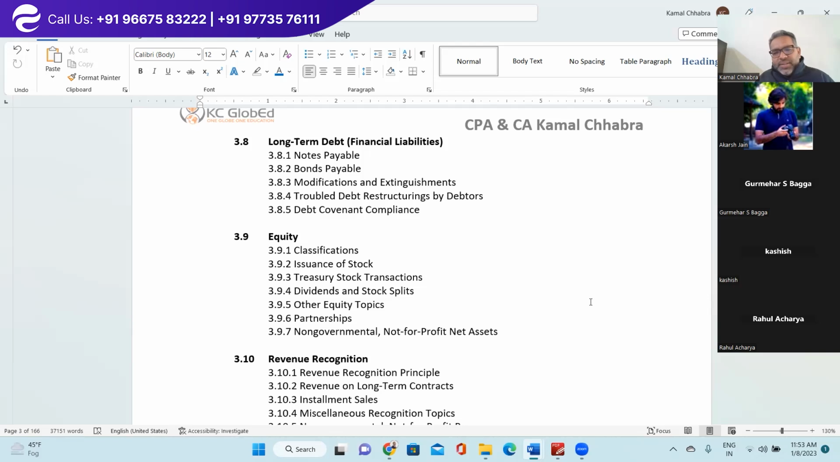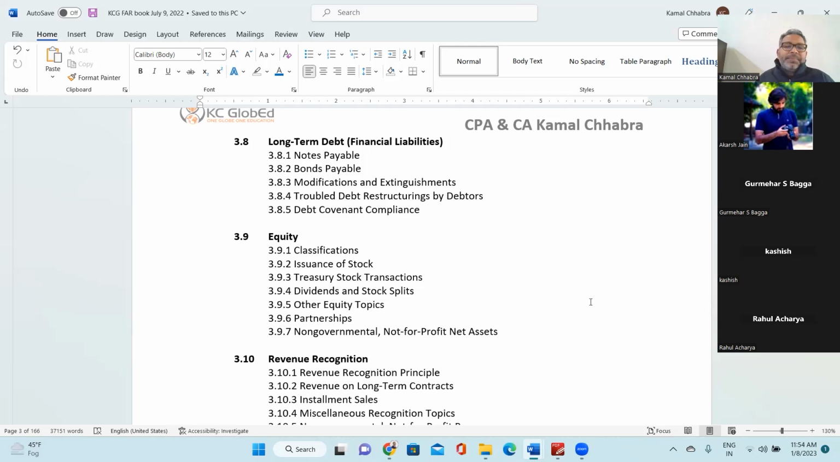Oh, okay. Dividend and stock split. Stock split, when you have, let's say, one share of $100 and you split it into $50 each, that is called stock split. Stock dividend means you have, let's say, $100 stock and you give one new stock on every 10 stocks. So in US, equity they call stock. That's also a different terminology they use. Here in India we use stock as inventory, interchangeable, but in US stock means shares, right? Then other equity topics, partnership firm, non-governmental not-for-profit organization net assets, which come under the equity category, right?